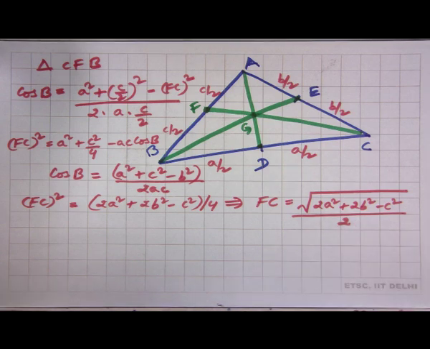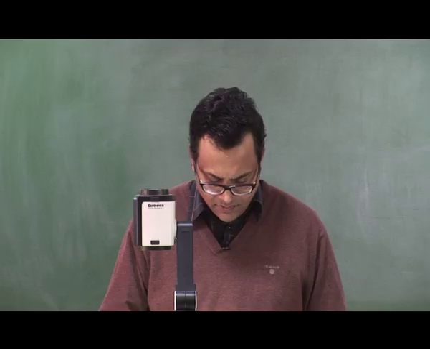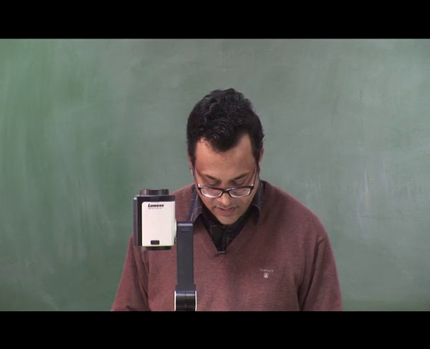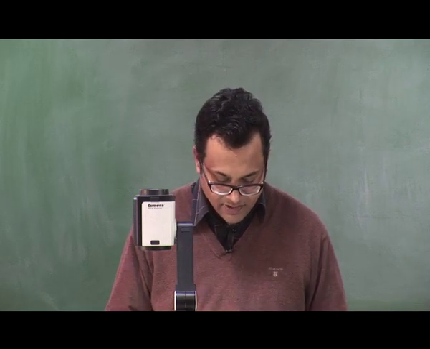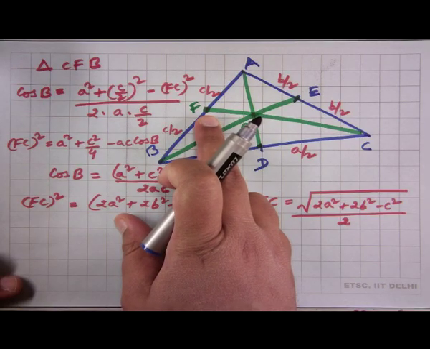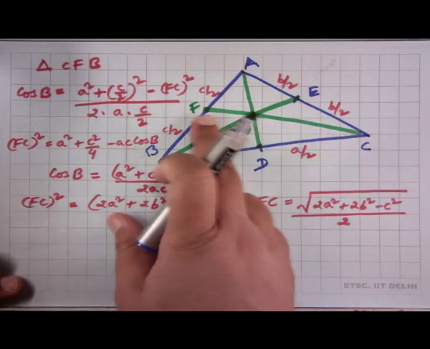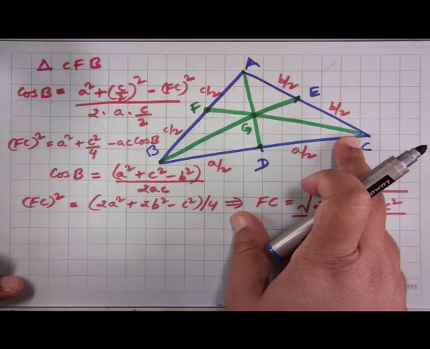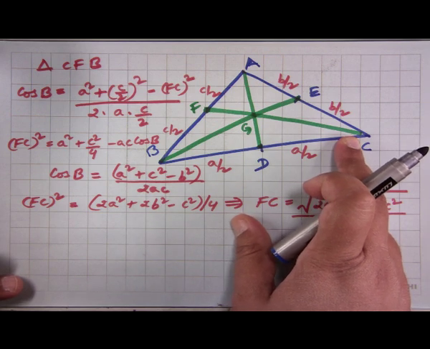In a similar manner, the lengths of the other two medians AD and BE can also be calculated, and we leave that as an exercise for the students. So, next we are interested in deriving expressions for the angles formed between this median FC and the three sides of the triangle ABC.